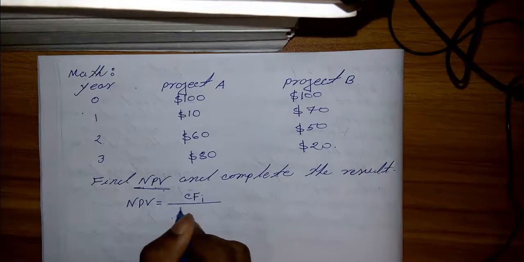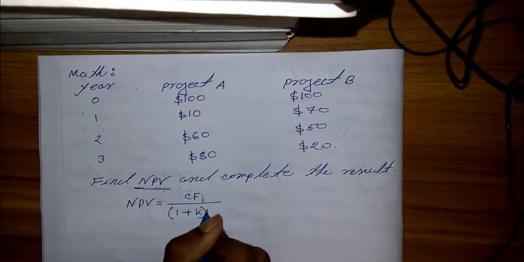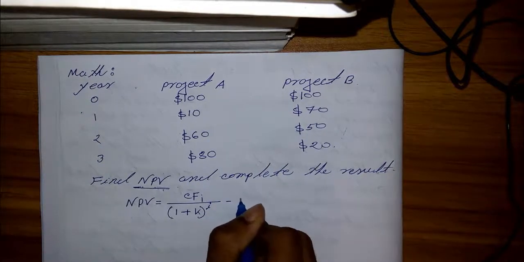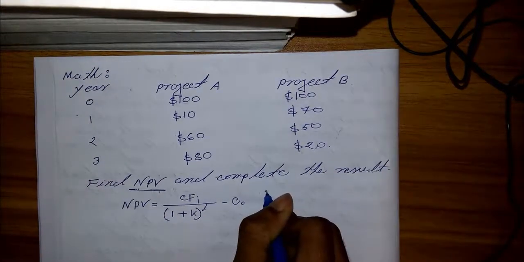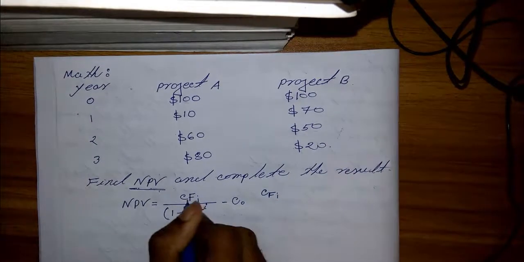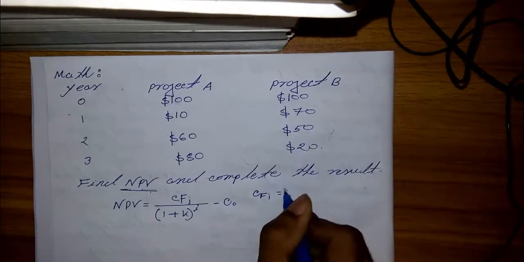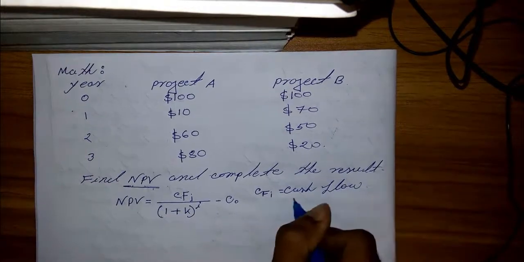CFi divided by (1 plus K) to the power i, minus C naught. But here, CFi means cash flow benefits. Okay, cash flow benefits.